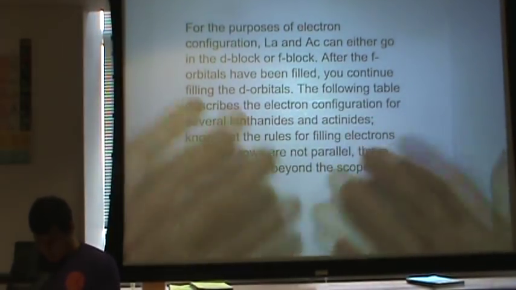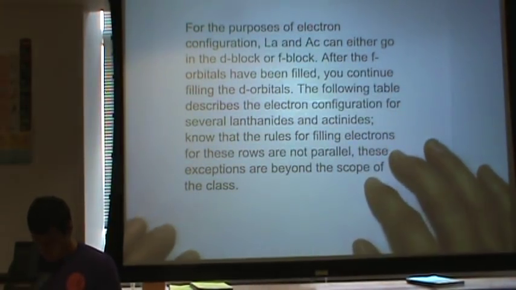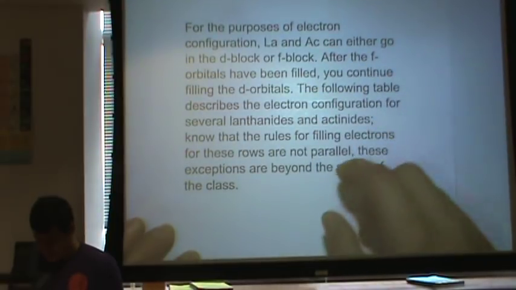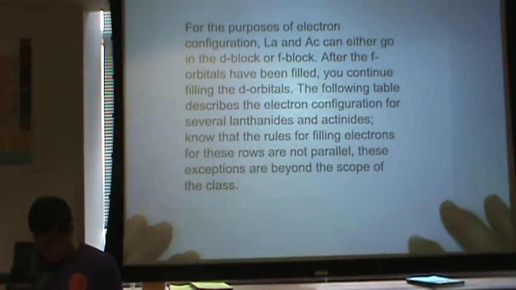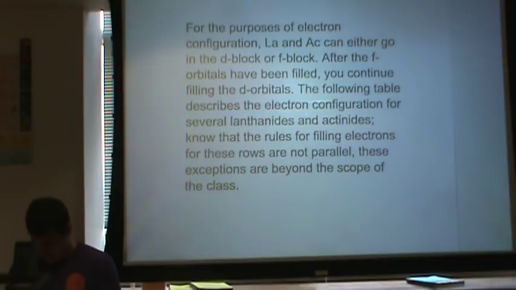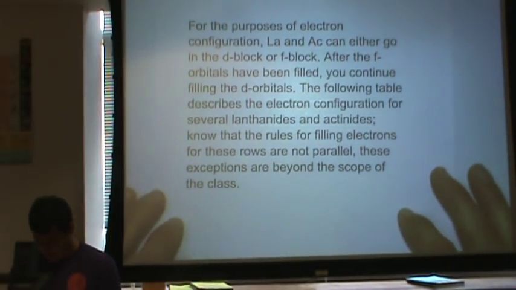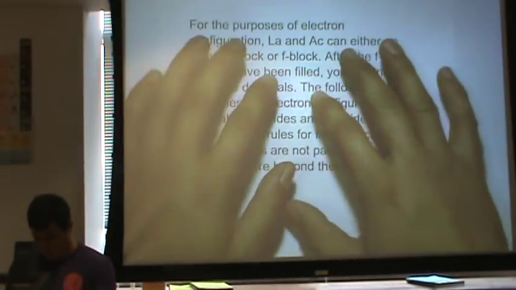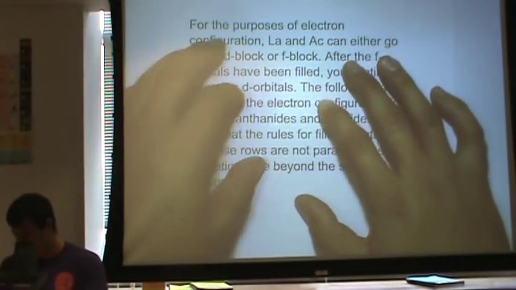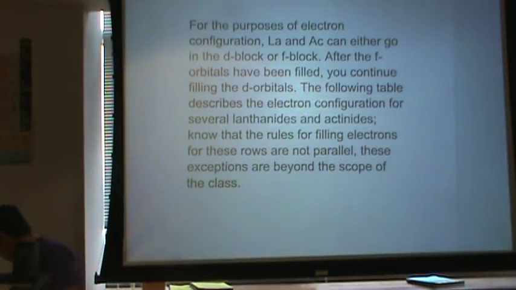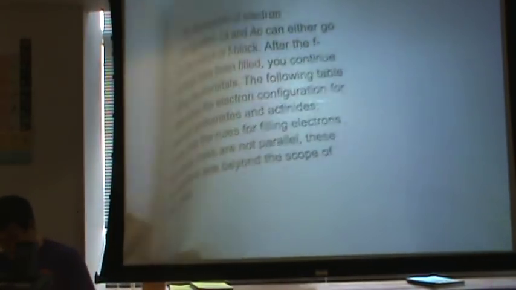The following, I am going to talk a little bit about the electron configuration for lanthanides and actinides on their own. The following table describes the electron configuration for several lanthanides and actinides. Know that the rules for filling electrons for these rows are not parallel. These exceptions are beyond the scope of the class. So I'm going to put up a table that shows the electron configuration for the elements at the bottom. They sometimes follow rules. They sometimes don't follow rules. The reasoning why they do that will not be tested at all. So this is just for exposure's sake.